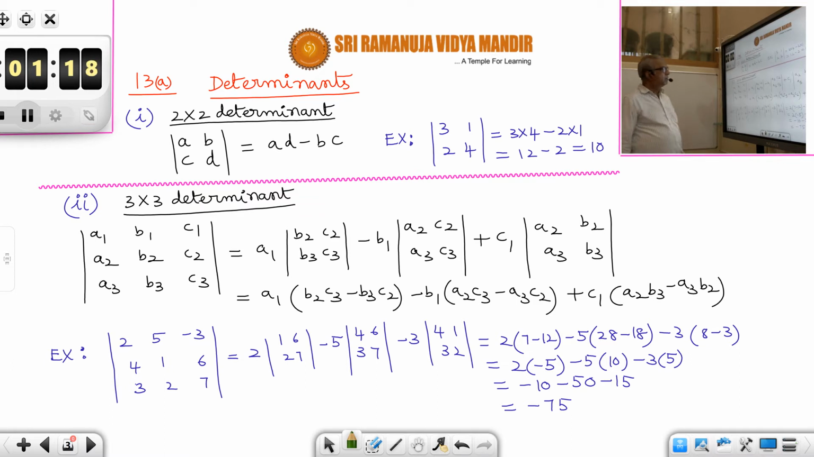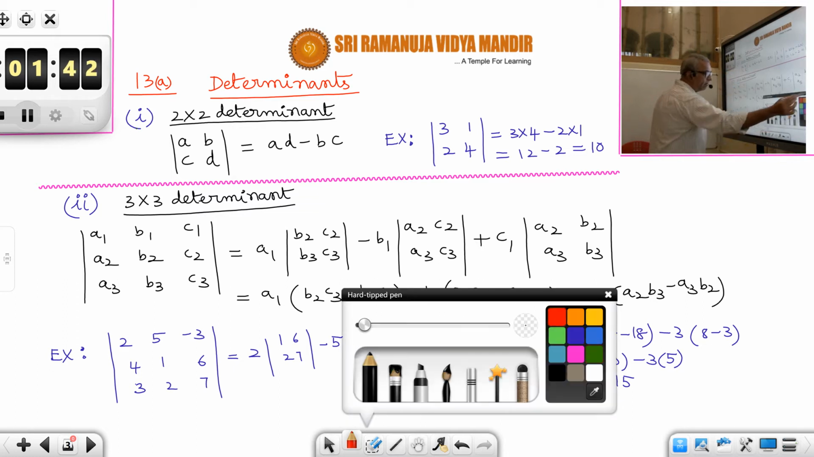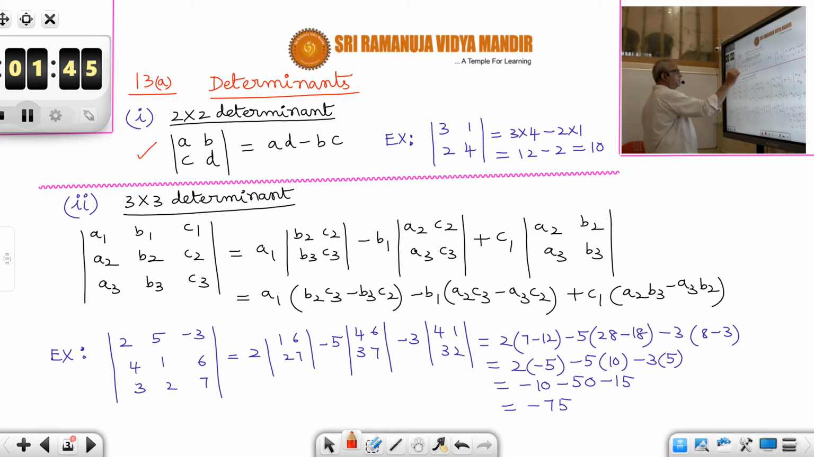Before doing the examples, I have to explain how to expand a 3 by 3 determinant. I think I have already explained the 2 by 2 determinant in quadratic equations, but anyhow, number one, the 2 by 2 determinant is like this: 2 rows and 2 columns, A, B, C, D, where A, B, C, D are any real numbers. Then its value is AD minus BC. AD, this diagonal positive, but this diagonal negative, minus BC.